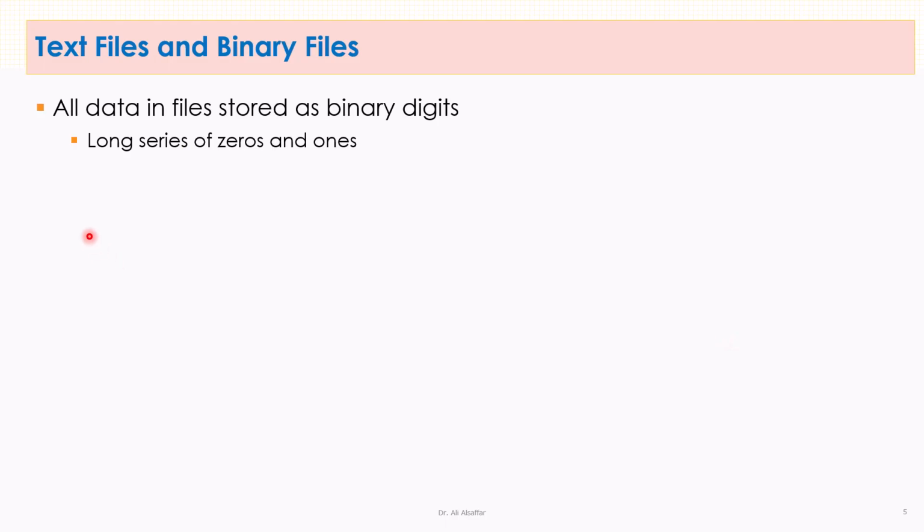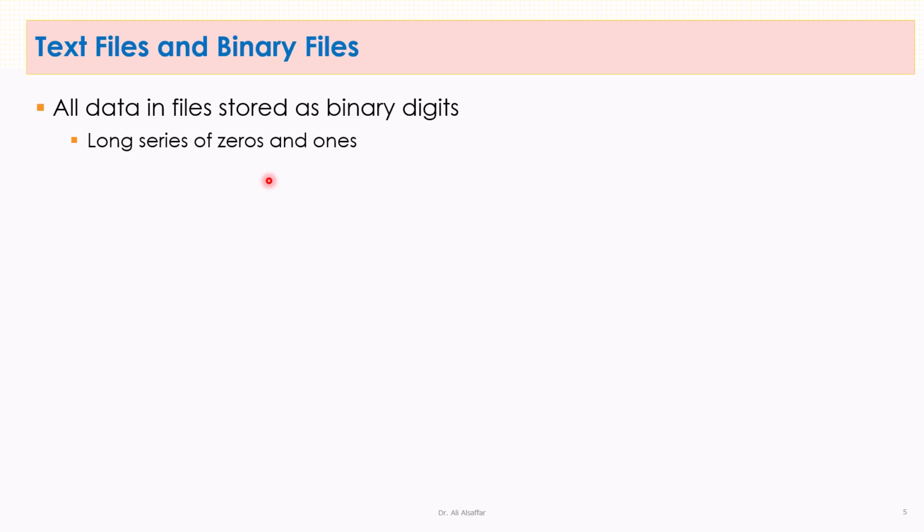To deal with files in your program, you have to differentiate between two types of files: text files and binary files. In fact, all of the data in any file is stored as binary digits, which are bits, and that is a long sequence of zeros and ones. And here it depends on how you look at these long sequences of zeros and ones. If you look at them as a sequence of characters represented by the ASCII code or Unicode, then the file represents a text file. Otherwise, it represents a binary file.